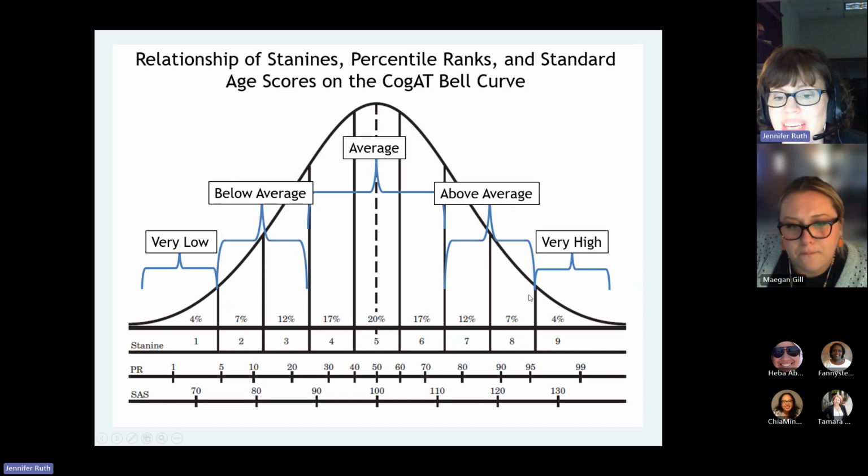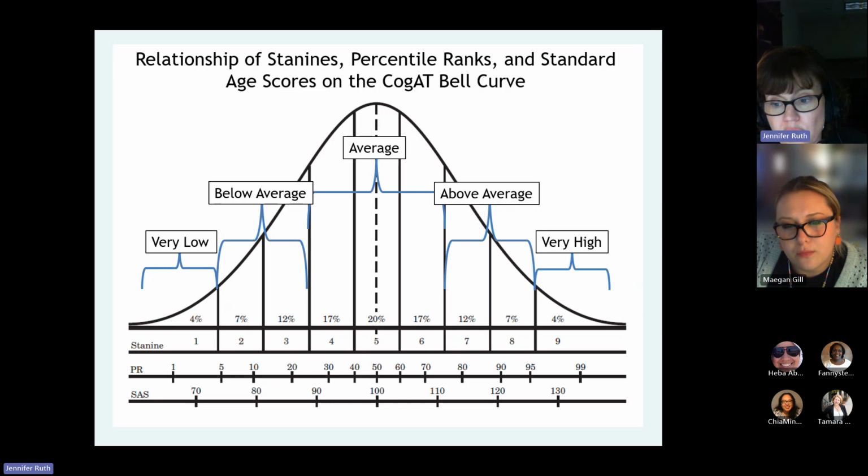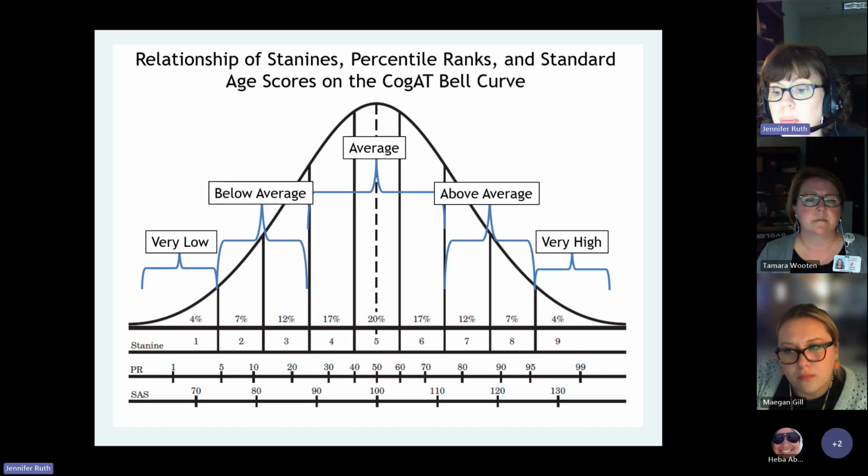Students that are in the 7 and 8 range, whose CogAT profile starts with a 7 or 8, have an above average cognitive ability, and then 9 is very high. So your 7, 8, and 9 students should be doing very well in their achievement. Those should not just be students with average work in class. Those should be students who are doing above average, that are doing very well academically.